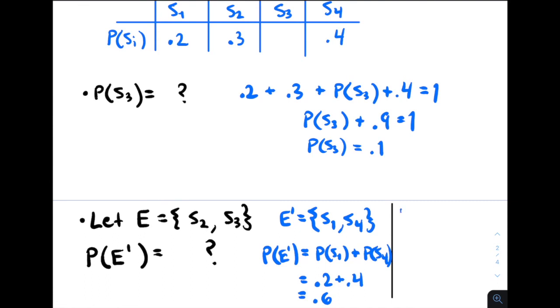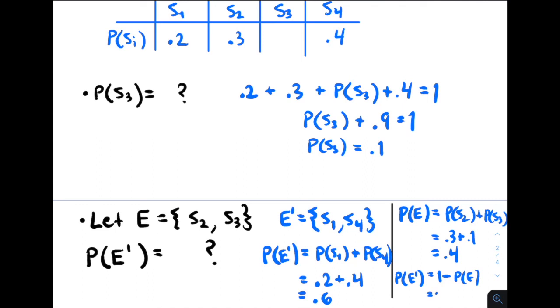Our second approach is to find the probability of E, which would equal the probability of S2 plus the probability of S3, which we can find to be 0.3 plus 0.1, so 0.4. Then we would use the formula that the probability of E complement is 1 minus the probability of E, which would be 1 minus 0.4, which would also give us our final answer of the probability of E complement being 0.6.